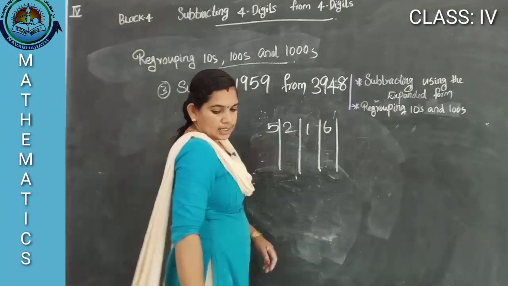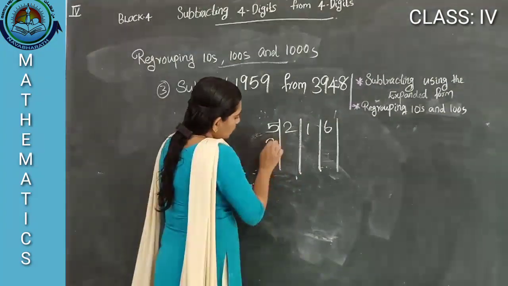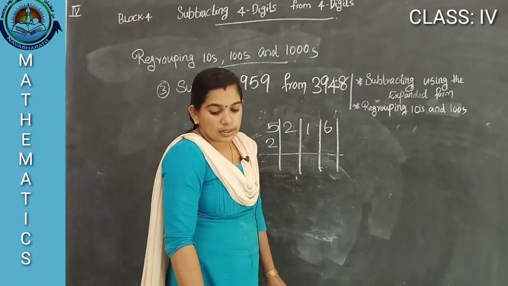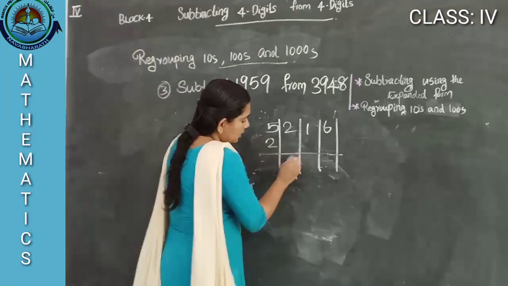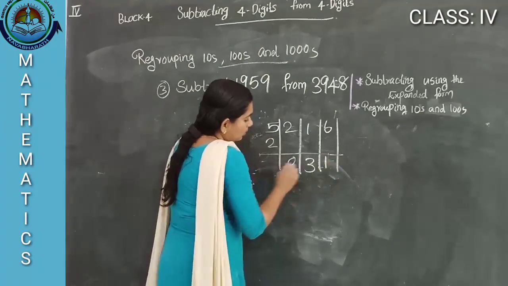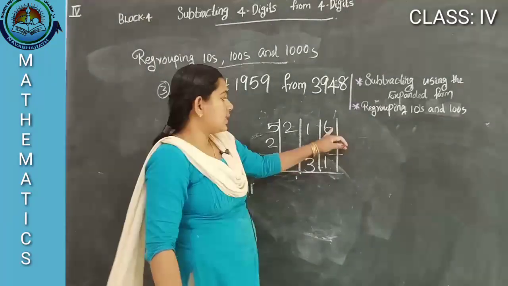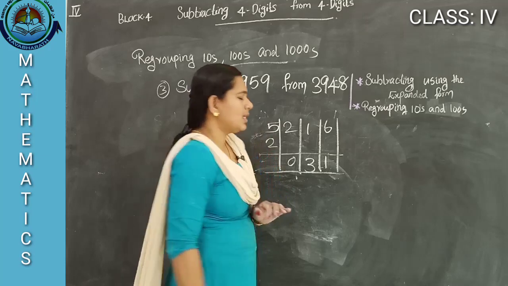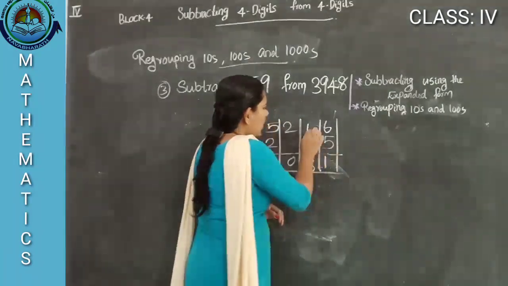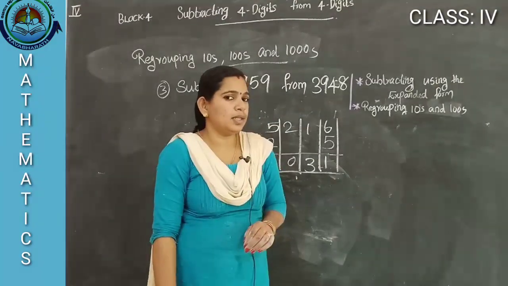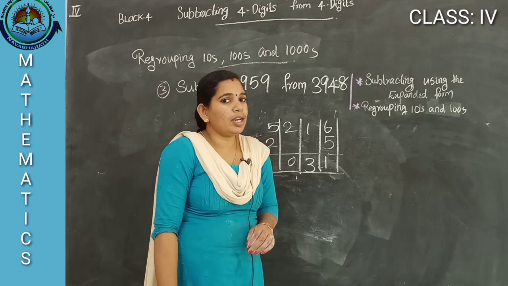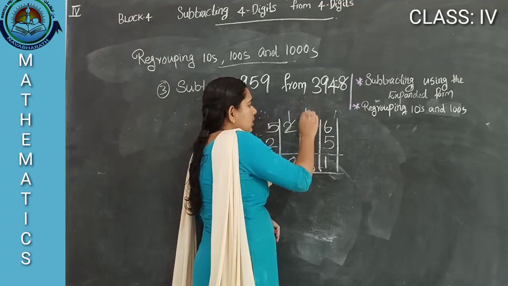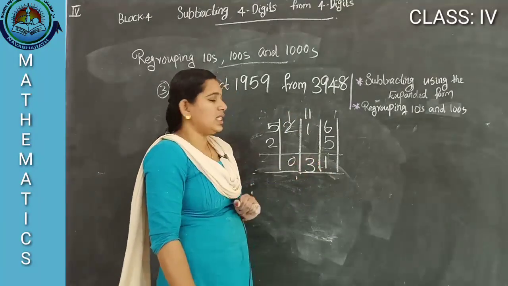5,216 minus a missing number. The remaining places are blanks. Here 0, 3, 1. So 6 minus 1 digit is 1. What is that digit? Yes, 5. Then 1 minus 1 digit is 3. Is that possible? So this 1 becomes 11. It's possible. Okay, so that means this 2 becomes 1.